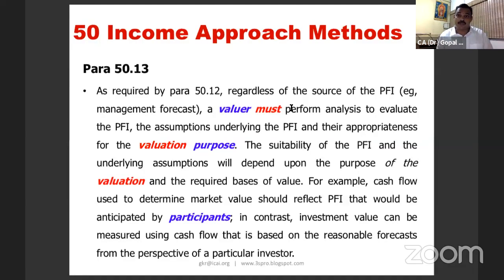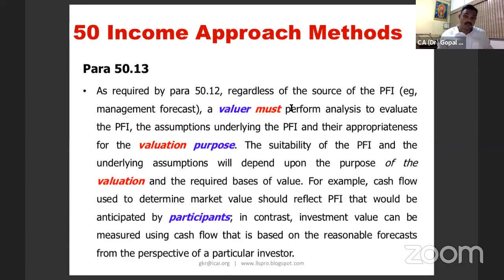The valuer must perform analysis to evaluate the projected financial information because from what you have done, from there only you can project. And there should be some basis, or there should be some orders expected, work he has already done, ongoing work. The appropriateness and suitability of the projected financial information and the underlying assumptions will depend upon the purpose of the valuation.